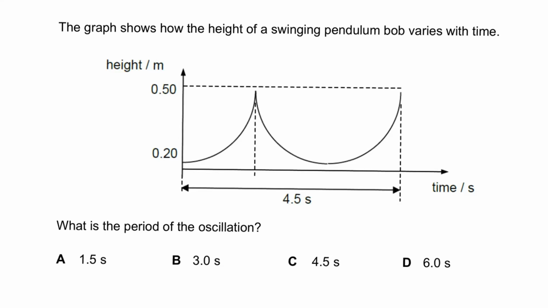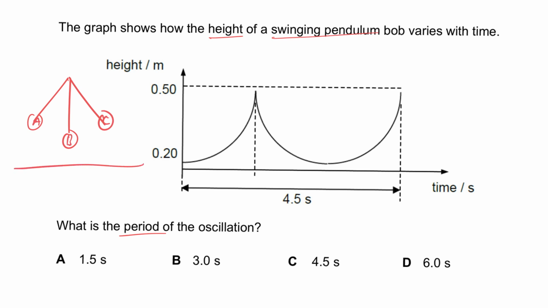In this question, there's a graph that shows how the height of a swinging pendulum bob varies with time, and you are supposed to find the period. So firstly, you have to analyze the height-time graph. If I have a pendulum here and it's swinging, let's label it as A, B, and C.